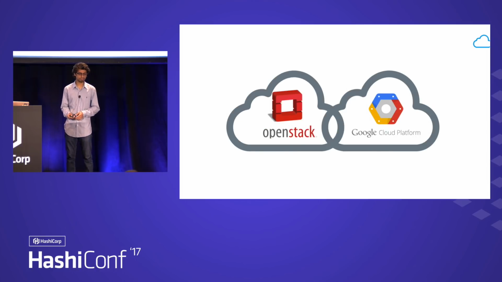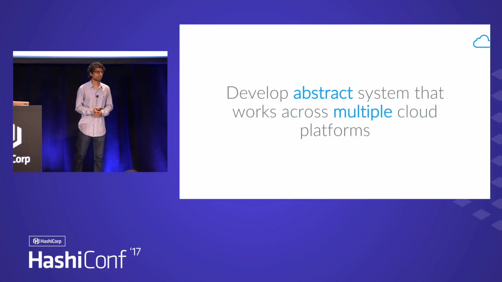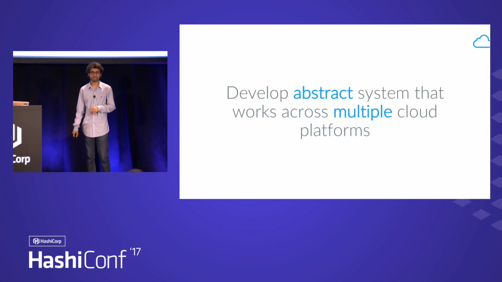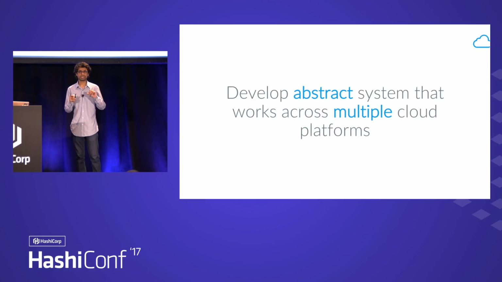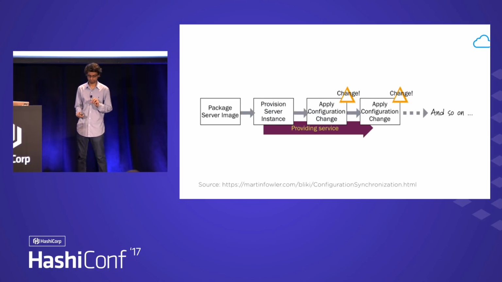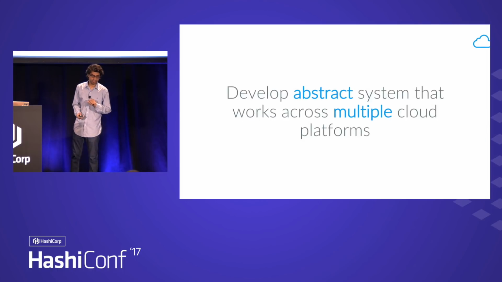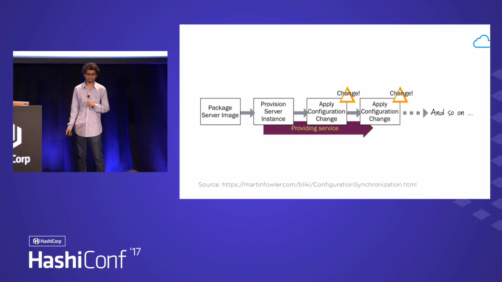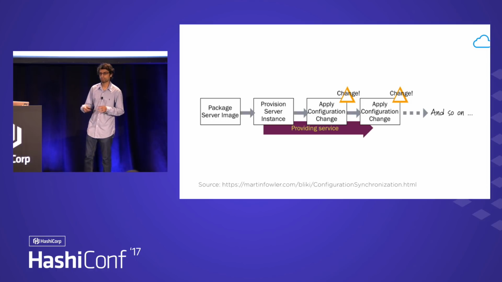So our goal was clear. We wanted to build this abstract system that would work across these multiple cloud platforms. Now, what I mean by an abstract system is we wanted to be able to deploy our infrastructure that spans these multiple clouds. We wanted to do that in an automated fashion. So this was our goal. So just to get some concepts out of the way, I'm going to spend some time explaining how we went about this problem.